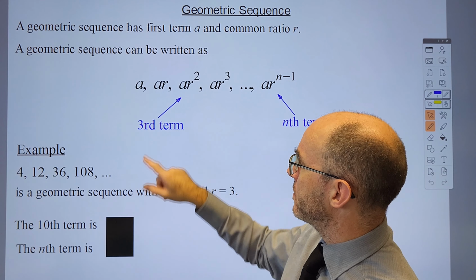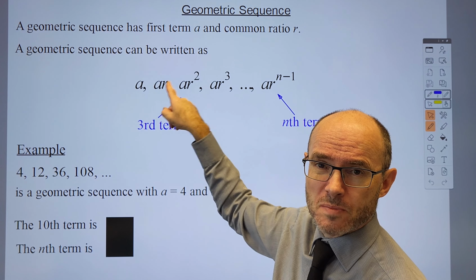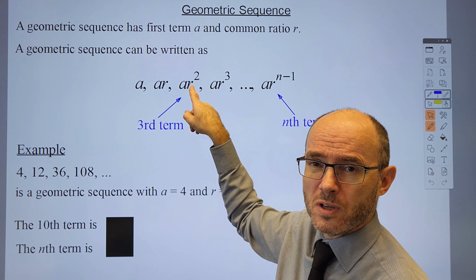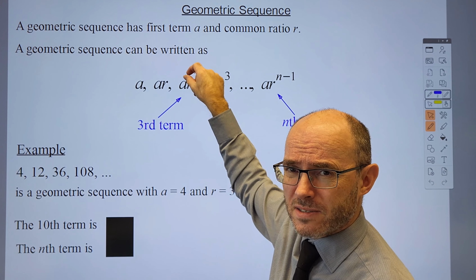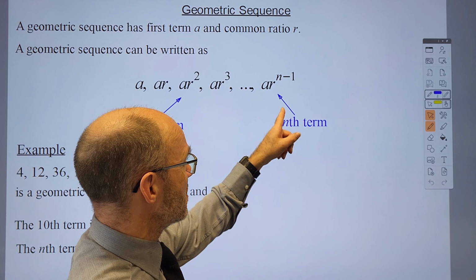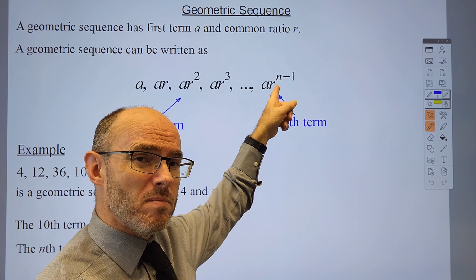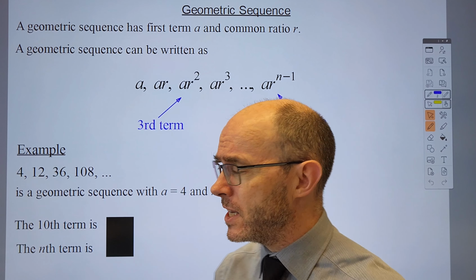and so on. And you can see, because that's the first term, second term, third term, notice how the powers work. The power is always one less than the term number, so the nth term is going to be A R to the n minus 1. Okay, so that's an example for you.